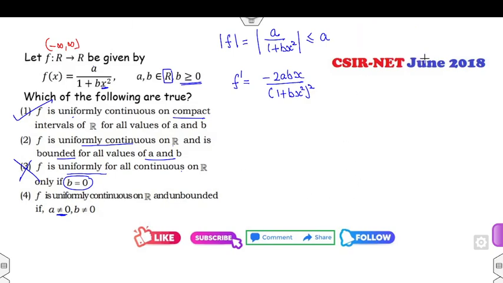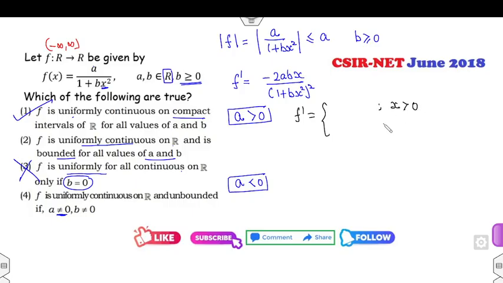Fine. Now, because b is positive, I can assume either a is positive or a is negative. If a is positive, then what is the value of f dash? It depends upon whether x is positive or x is negative. If x is positive, a is positive, b is positive, the denominator is always positive, so this number is less than 0. If x is negative, this number is always positive. So if you want to draw the graph, this is my a. If x is negative, this value will be increasing. So the graph will be like this. If x is greater than 0, the graph will be decreasing.